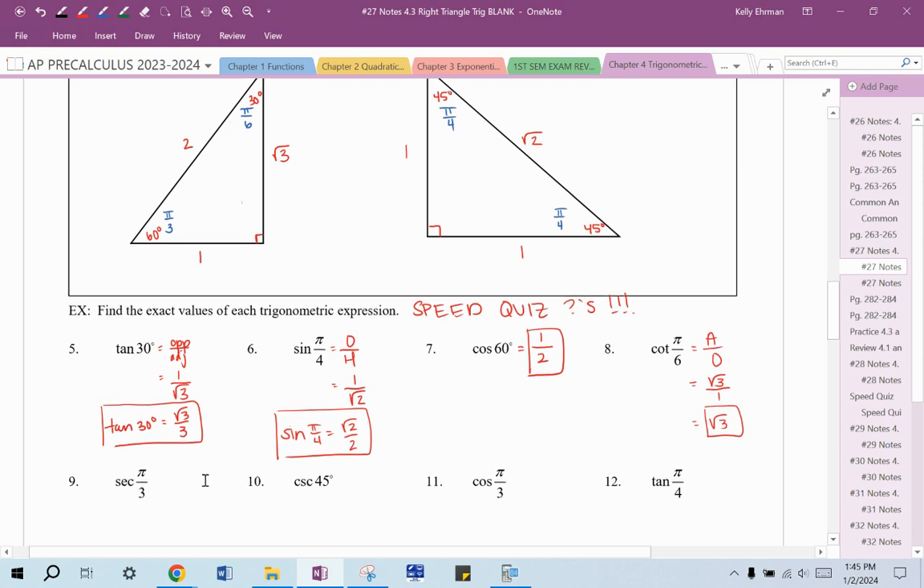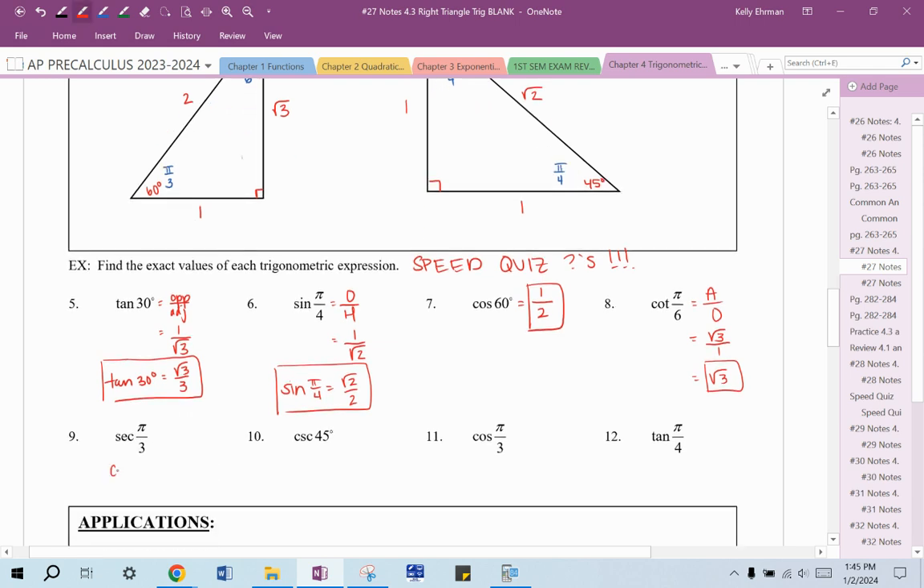The secant of pi over 3. So I really think about the cosine of pi over 3, and then I'm going to flip it. Or you could say, okay, it's the hypotenuse over the adjacent, however you want to do that. So let's find pi over 3. The hypotenuse is 2. The adjacent is 1. So our answer is 2. Cosine of pi over 3 was 1/2, and then you flip that and you also get 2.